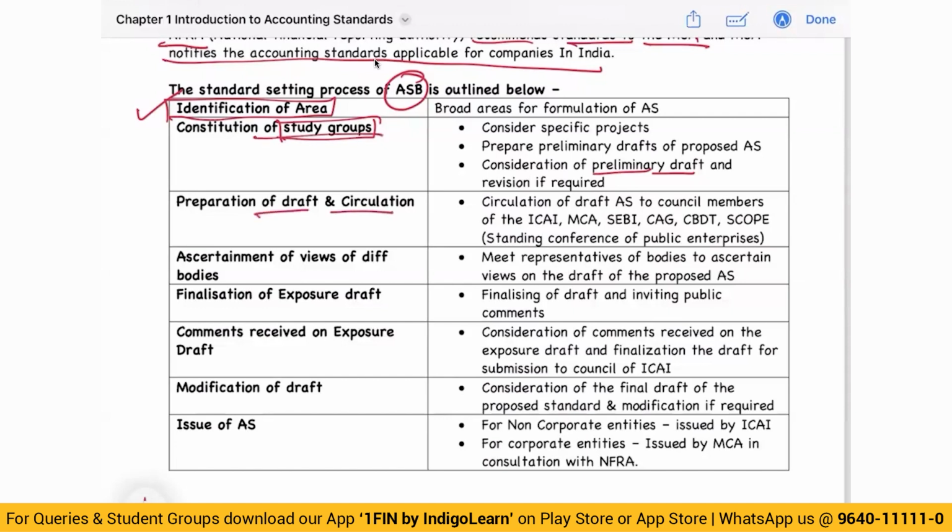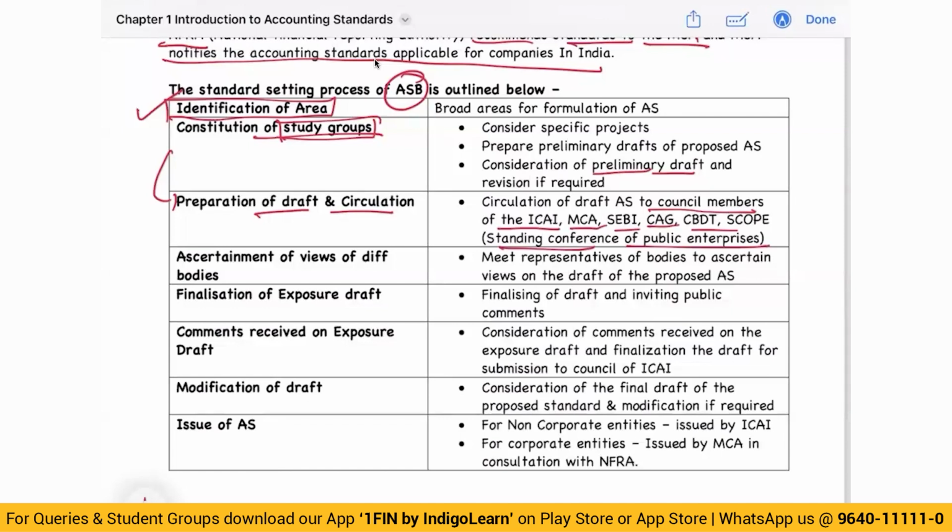After that, we'll constitute the study groups. What will the study group do? The study group will prepare the preliminary draft of the accounting standard. That preliminary draft will be circulated. Circulated to whom? To the council members of the institute, MCA, SEBI, CAG, CBDT, Standing Conference of Public Enterprises, and all other entities. Okay, that is how it will be circulated.